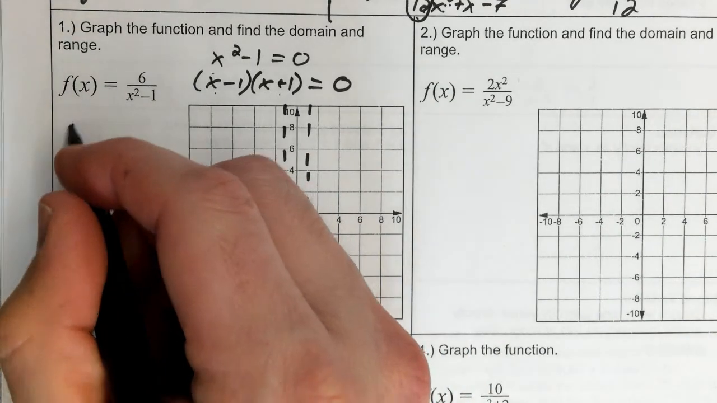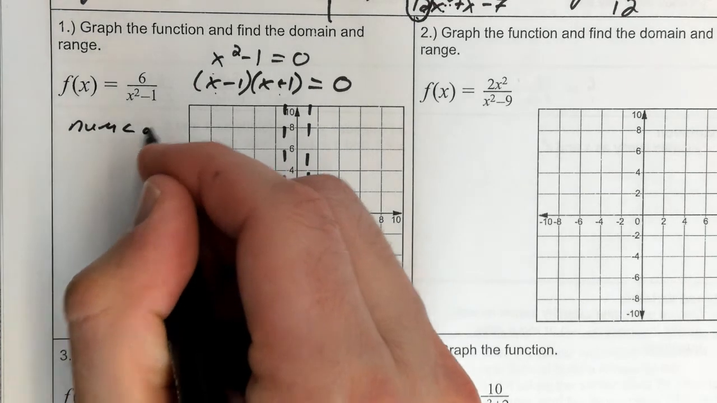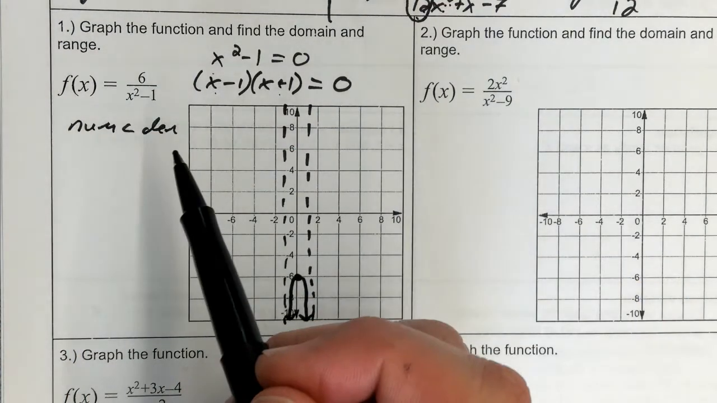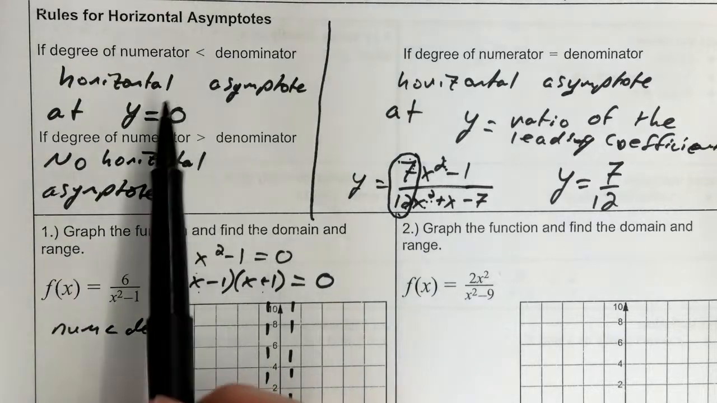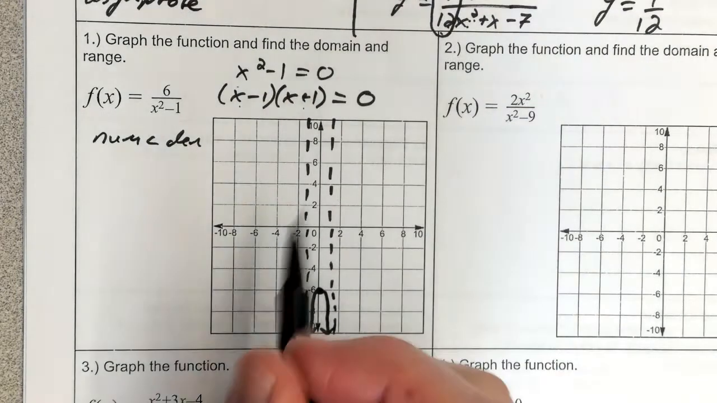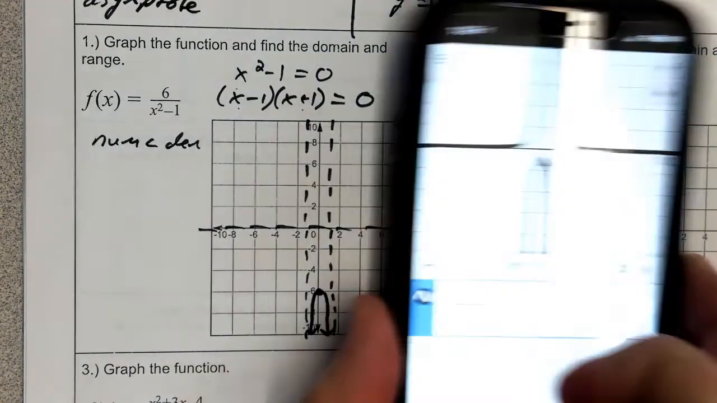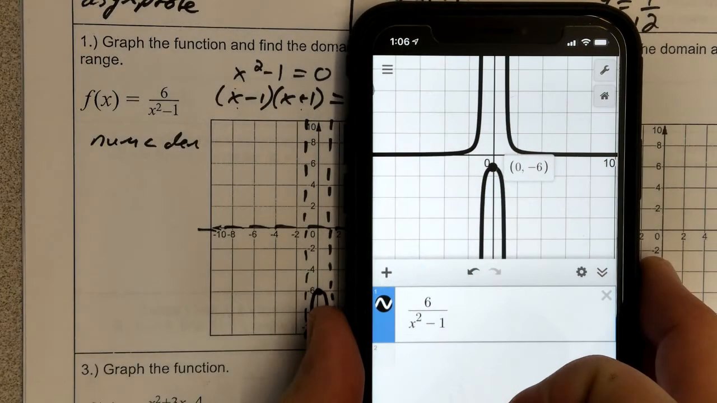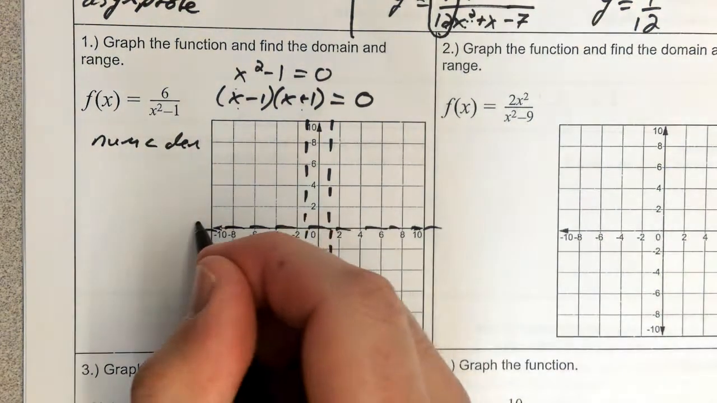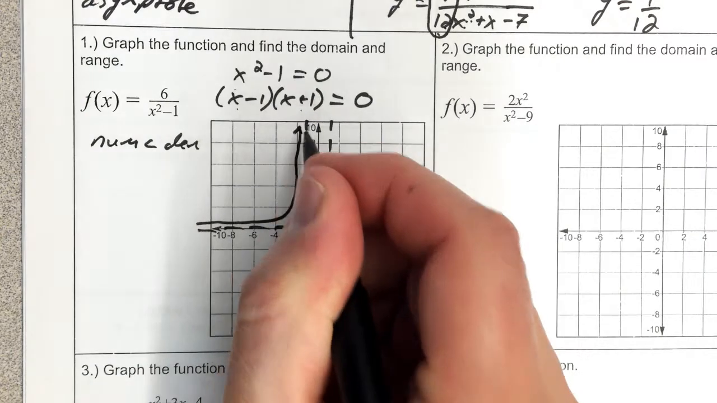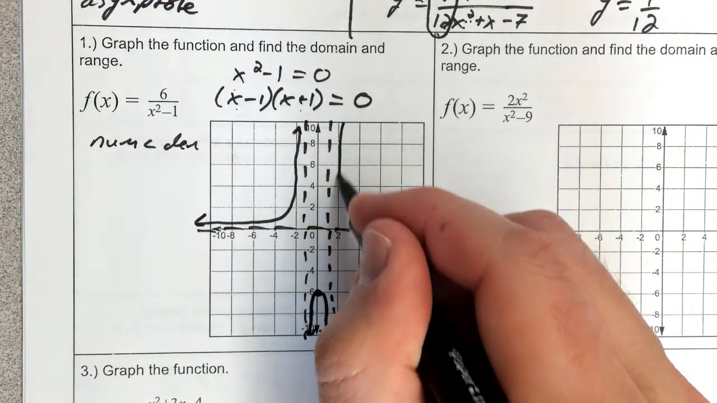Because the degree of the numerator is less than the degree of the denominator, that implies that the horizontal asymptote will be y equals 0. So we can sketch that in at y equals 0. And then you can see that in the graph too, right? It flattens out to 0 in both directions. So we can sketch the curve in now. So we have that.